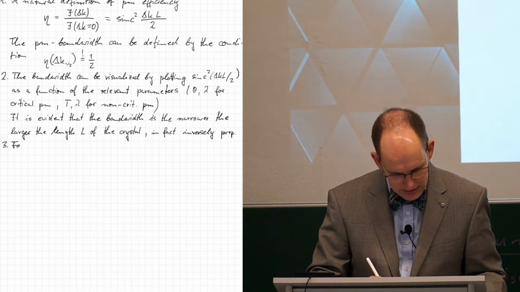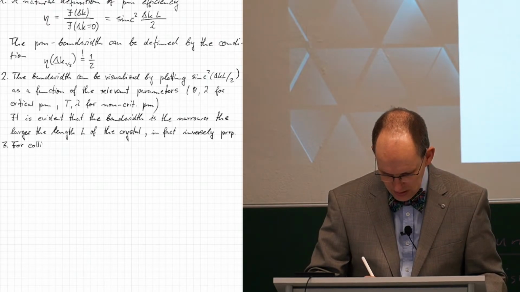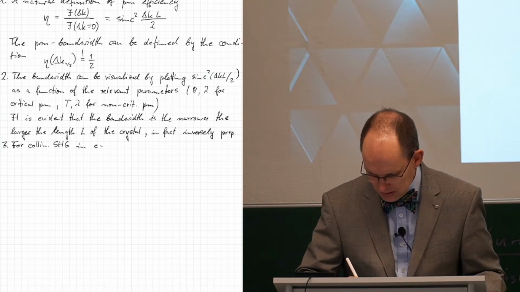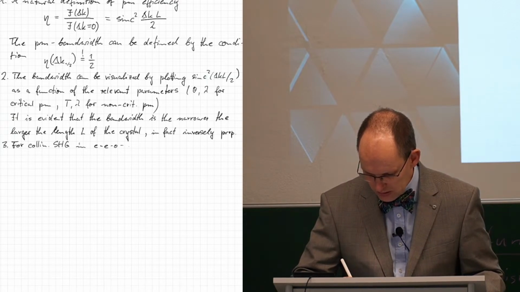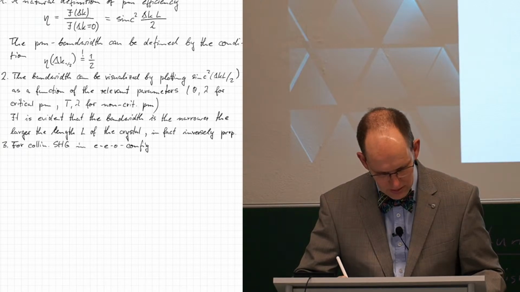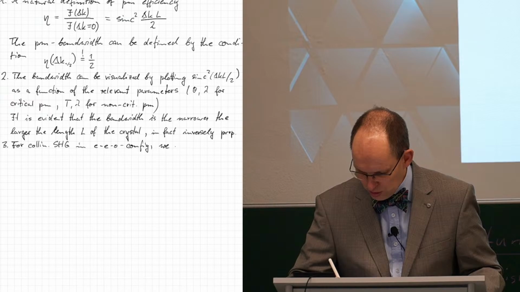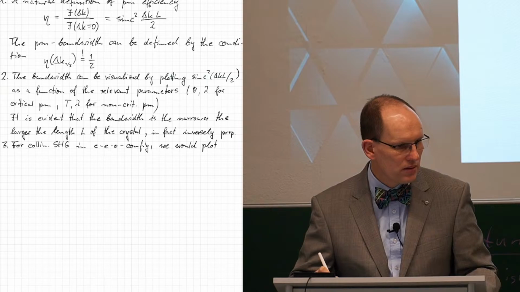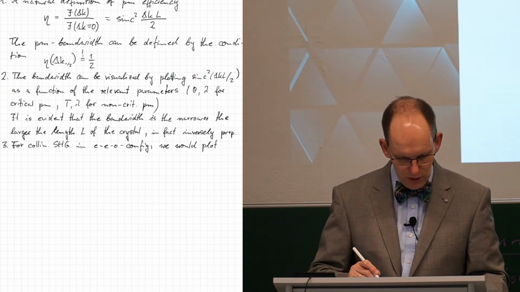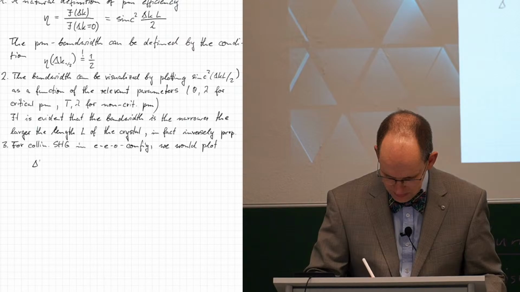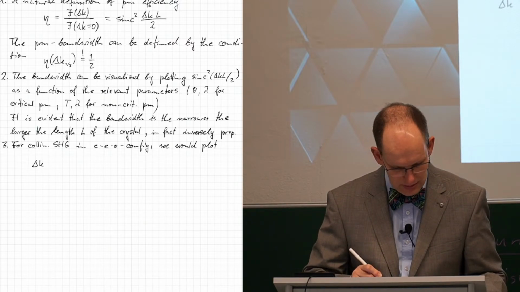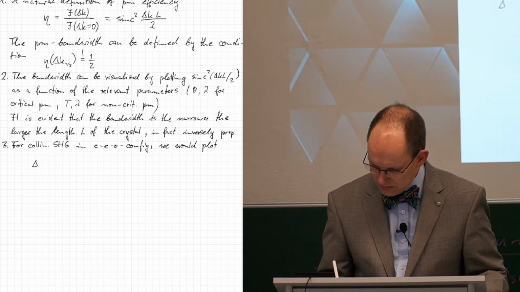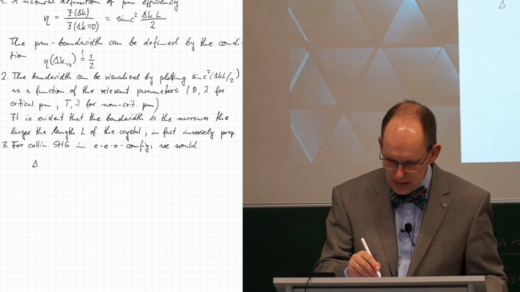So let's write that down. For collinear second harmonic generation in EEO configuration, we would plot, this is what we said that we plan to do, we would plot delta K, and the sinc, of course. So we would not yet plot, so we would use as delta K.